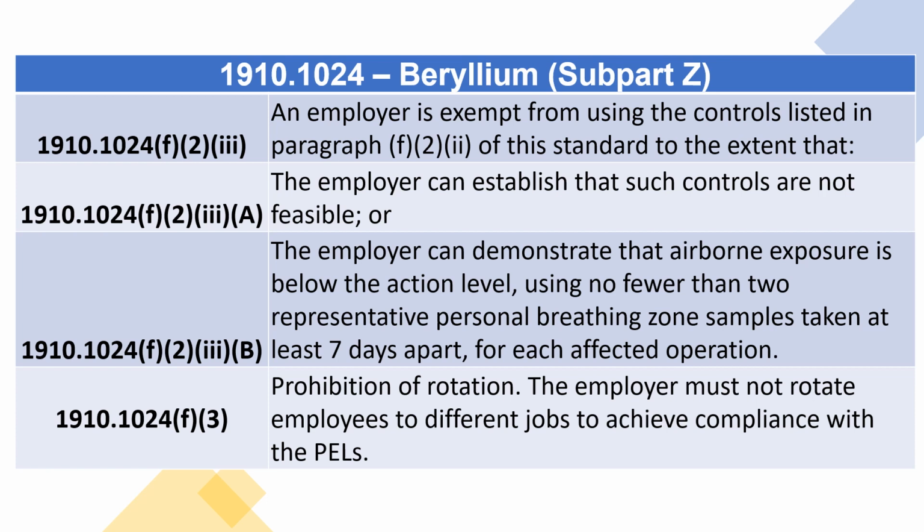1910.1024(f)(2)(iii) An employer is exempt from using the controls listed in paragraph (f)(2)(ii) of this standard to the extent that 1910.1024(f)(2)(iii)(A), the employer can establish that such controls are not feasible, or 1910.1024(f)(2)(iii)(B), the employer can demonstrate that airborne exposure is below the action level using no fewer than 2 representative personal breathing zone samples taken at least 7 days apart for each affected operation.